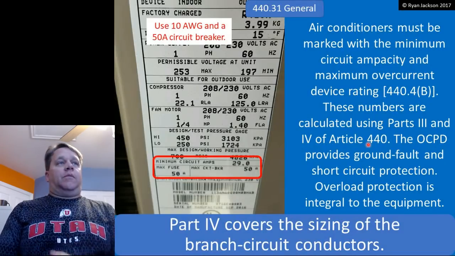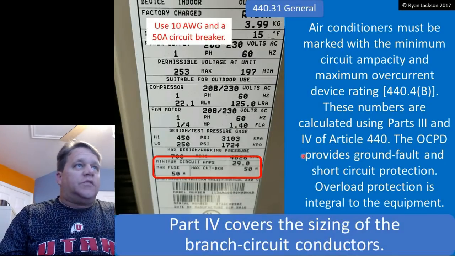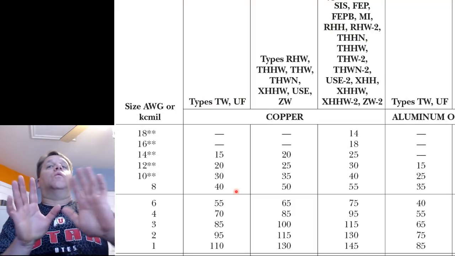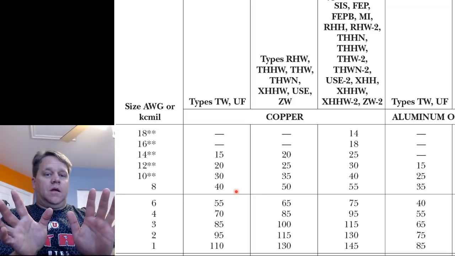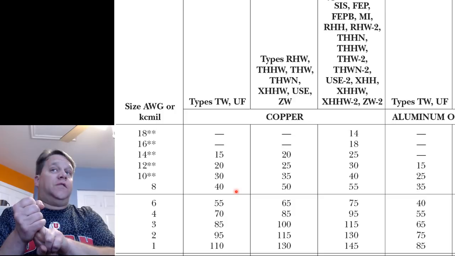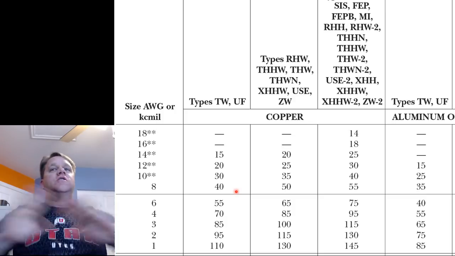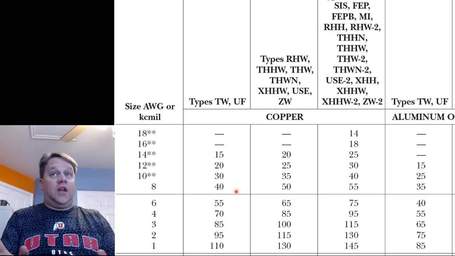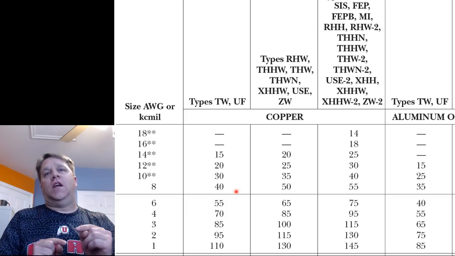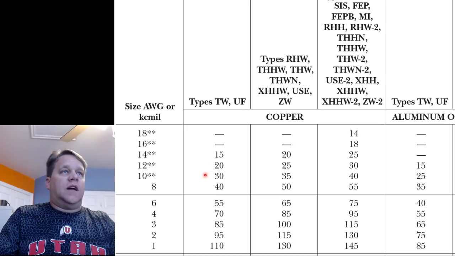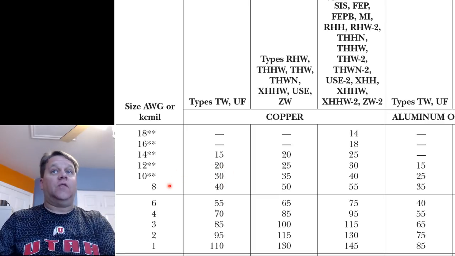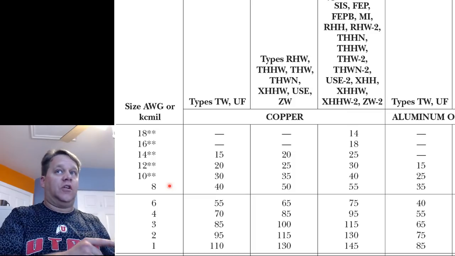We can do another example if you want. This unit has a minimum circuit ampacity of 29 amps. Okay, now let's just stop. We know, or at least we should, the minimum circuit ampacity and the maximum fuse or breaker size have nothing to do with each other. Absolutely nothing. Okay, so let's size the wire first. I need a wire that can carry 29 amps. Well, that's 10 gauge. For a fact, we are going to use 10 gauge for this motor.